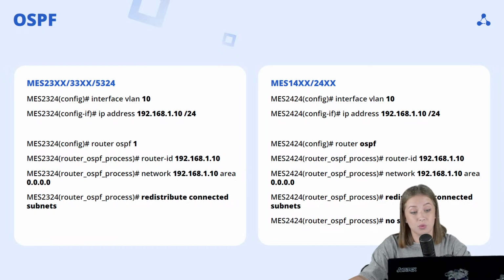Next, we define the network within which OSPF will operate, and specify the area. In our case, it's the backbone area. And with the last command, we choose which routes will be redistributed. For the MES24 line, additionally, we need to enable OSPF with the command no shutdown.